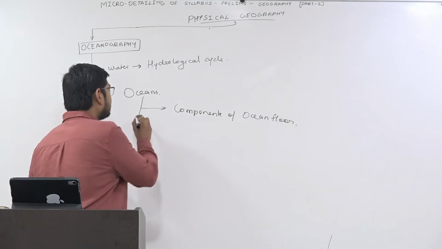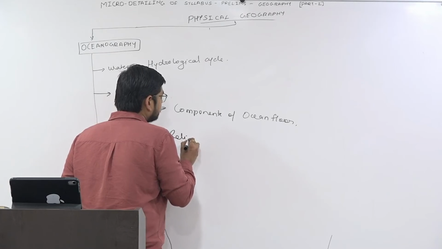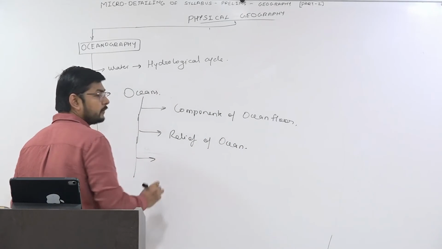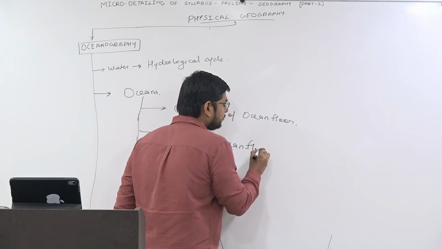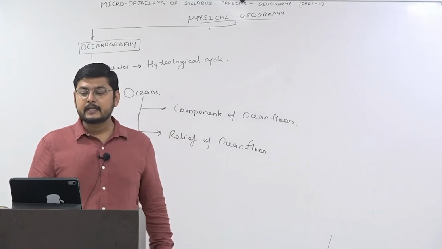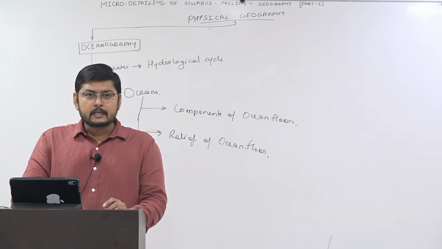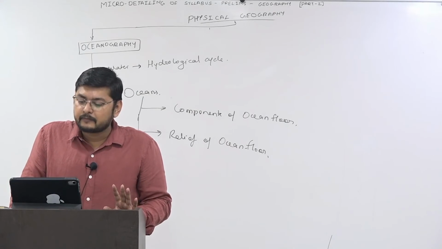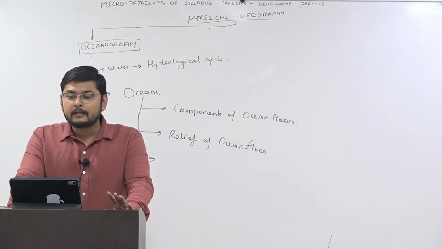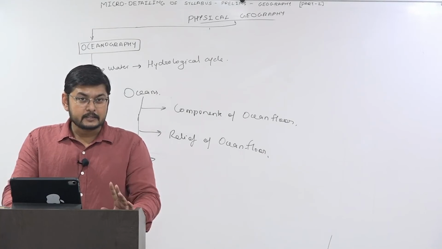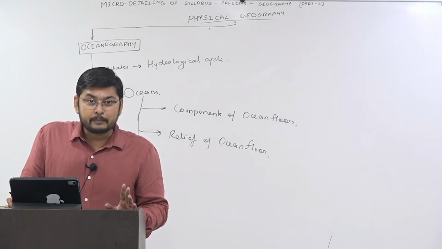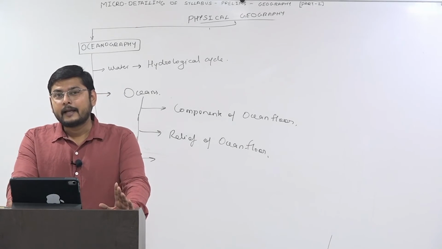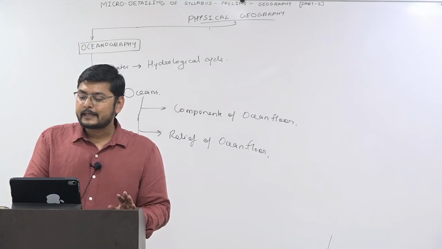Then we'll be looking at the relief of the ocean, or ocean floor. What are the different relief features that are formed on the ocean floor? For example, on the ocean floor we have four types of division. First is the continental shelf, then there is the continental slope, then there is the deep sea plain, the abyssal plain, and there are oceanic trenches, and the Hadal zone. So those will be studied in detail.